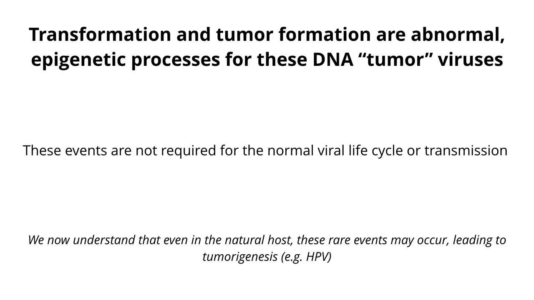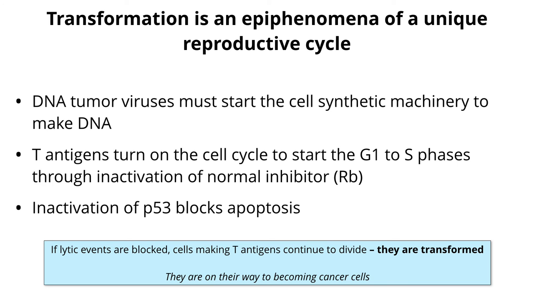the T antigen encoding genes are present. And in fact, in many papillomavirus tumors, the viral DNA is integrated and only the T antigens are produced, which should not normally be the case. So having the wrong host isn't always a requirement for causing transformation in a tumor. It can happen in other cases as well, like human papillomaviruses. And we haven't talked about those, but the principles are the same, that the T antigens are going to antagonize RB and P53. So transformation, I say, is an epiphenomenon of a unique reproductive cycle.